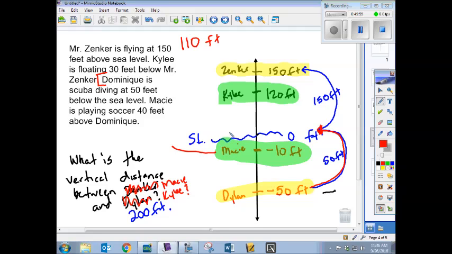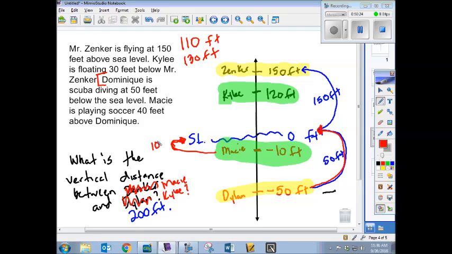Okay, well, on that one we added them. So we're going to add 50, right? Got it. 130. 130 feet. So let's talk about this for a minute. Macy's down playing soccer, right? Underneath the water, correct? How far is she going to travel just to get back to the top of the water? Like, how far is she going to have to travel just in that moment? She would probably already be drowned, but 10 feet.